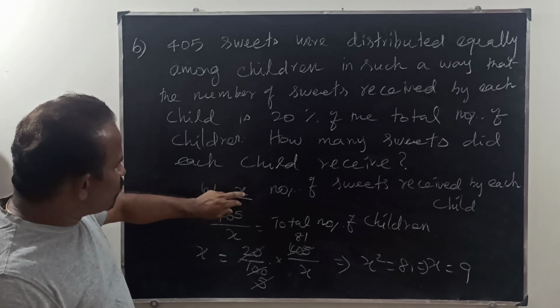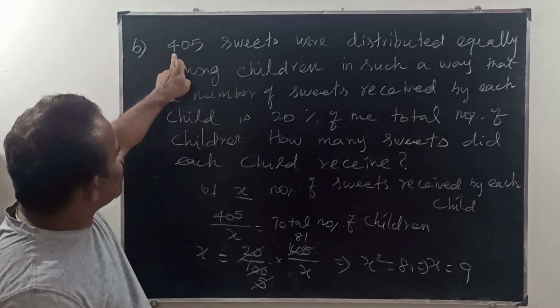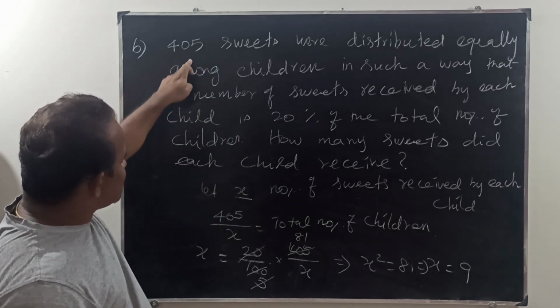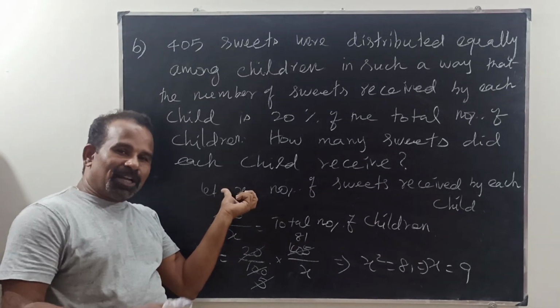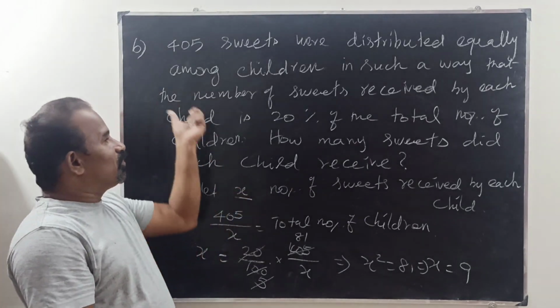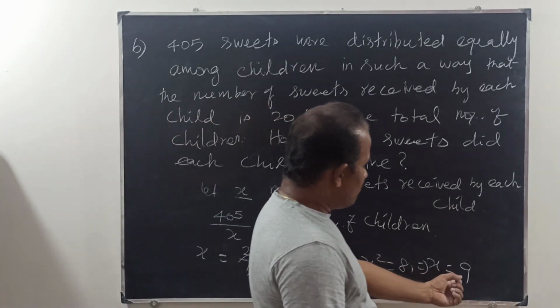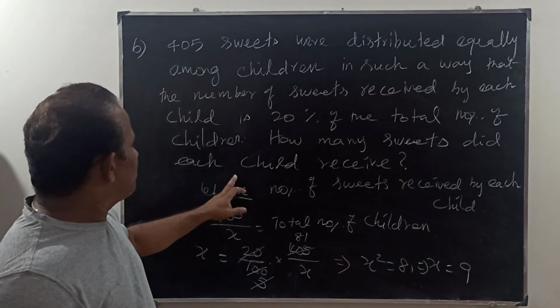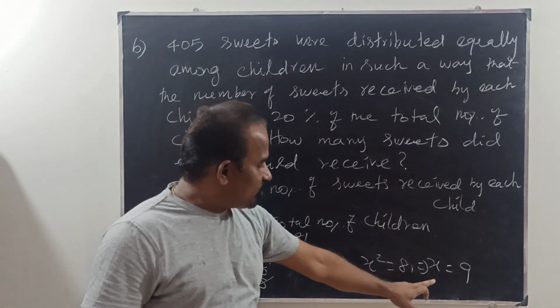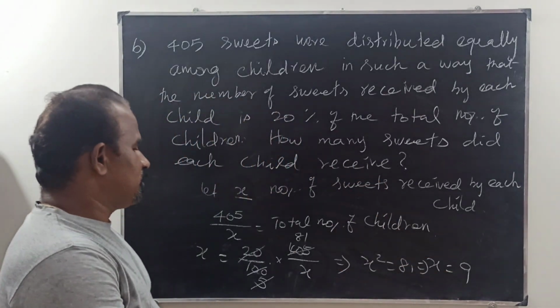Each child receives x number of sweets. We have the total number of sweets, divided by the number of sweets given to each child, which is equal to the total number of children. So therefore the answer is 9. So each child receives 9 sweets.